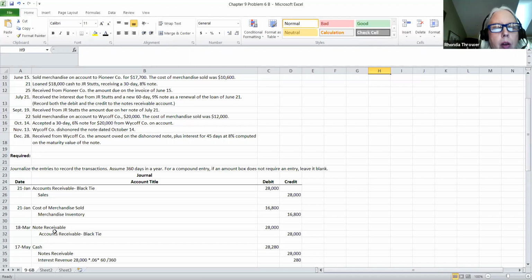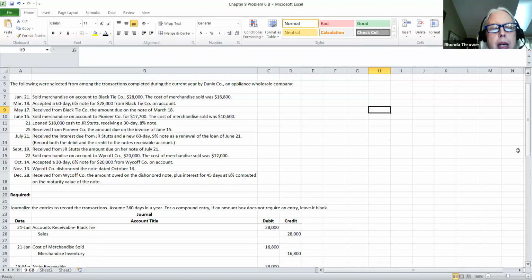Notes receivable is going up because we've accepted a note from the customer in exchange for their accounts receivable. So accounts receivable is decreasing. To decrease accounts receivable, which is an asset, you would credit. To increase the note receivable, which is an asset, you would debit it. So sometimes customers will not be able to pay you the amount of the accounts receivable on its due date. And so if they contact you and ask for a little bit more time, you can establish a notes receivable for them. The difference between a notes receivable and accounts receivable is that a note receivable will carry interest.